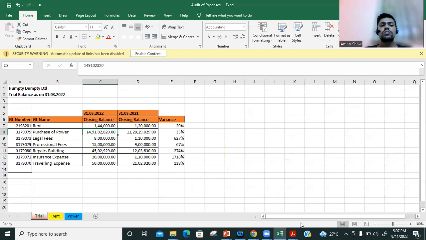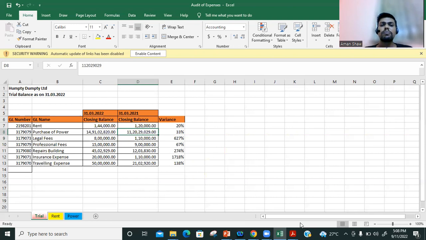Now, if you are doing an internal audit, you will again check the bills, and you will see whether section 194Q or some section is applicable, and whether the proper deductions are being made under those sections or not.